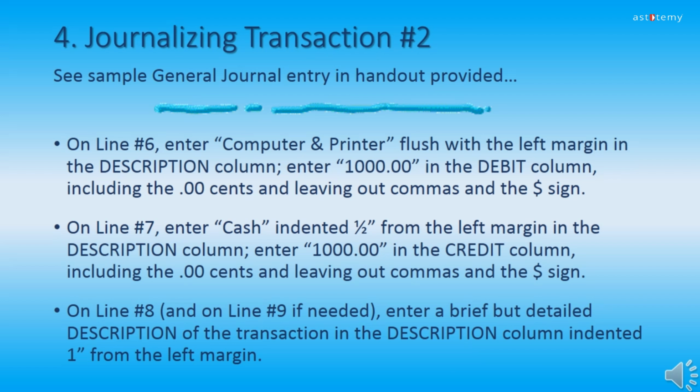Next, on line 7, we're going to enter cash indented 1/2 inch from the left margin in the description column, enter $1,000 in the credit column, including the cents and leaving out the commas and the dollar sign. On line 8 and on line 9 if needed, and we did that here because we needed to, we entered a brief but detailed description of the transaction in the description column, indented 1 inch from the left margin. And on the next slide, we're going to relate Transaction 2 to a QuickBooks entry.